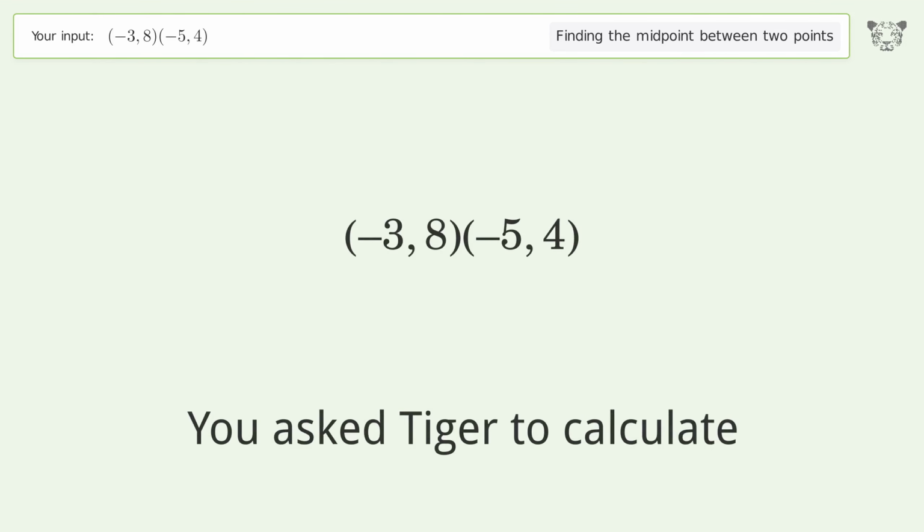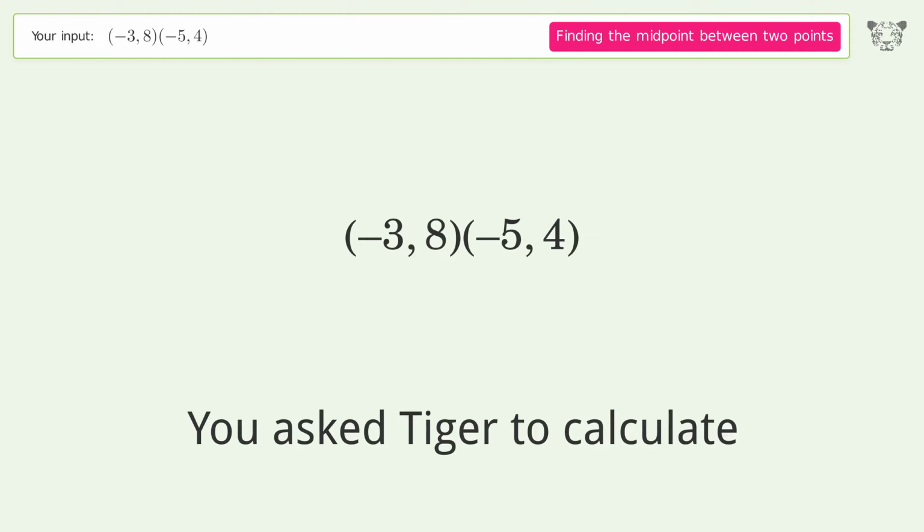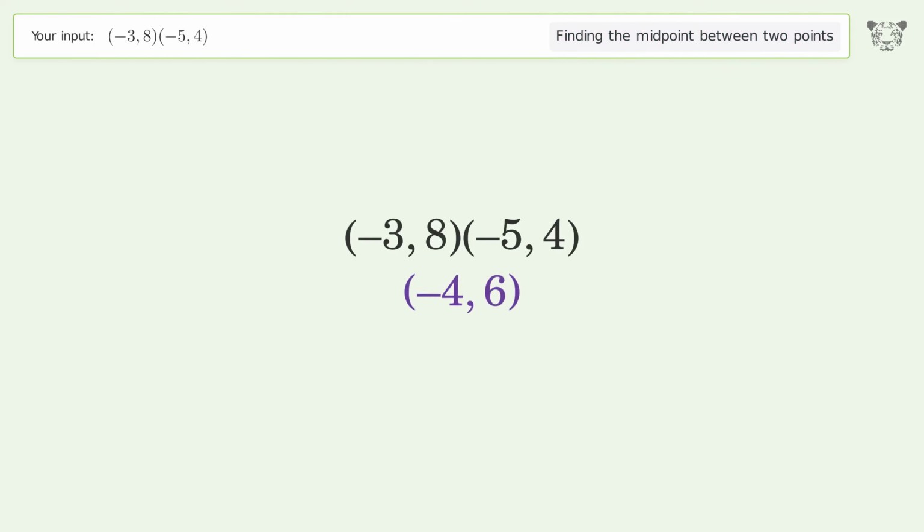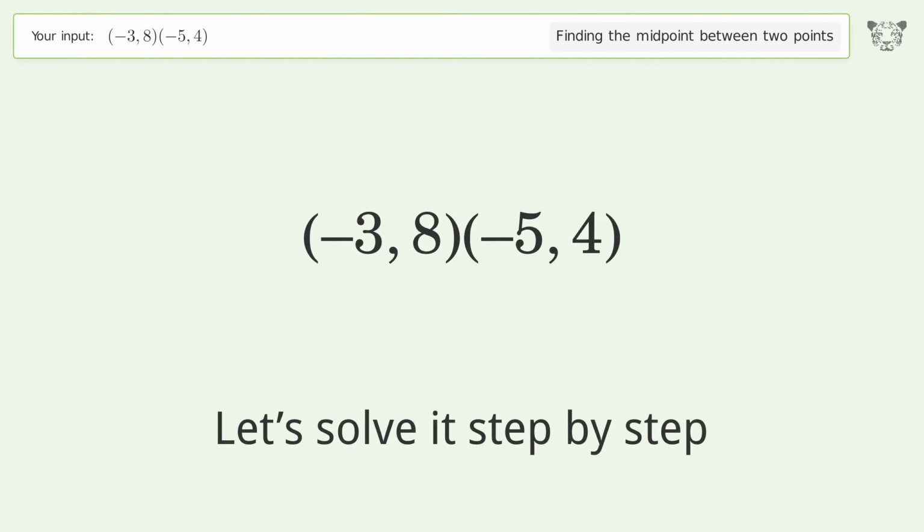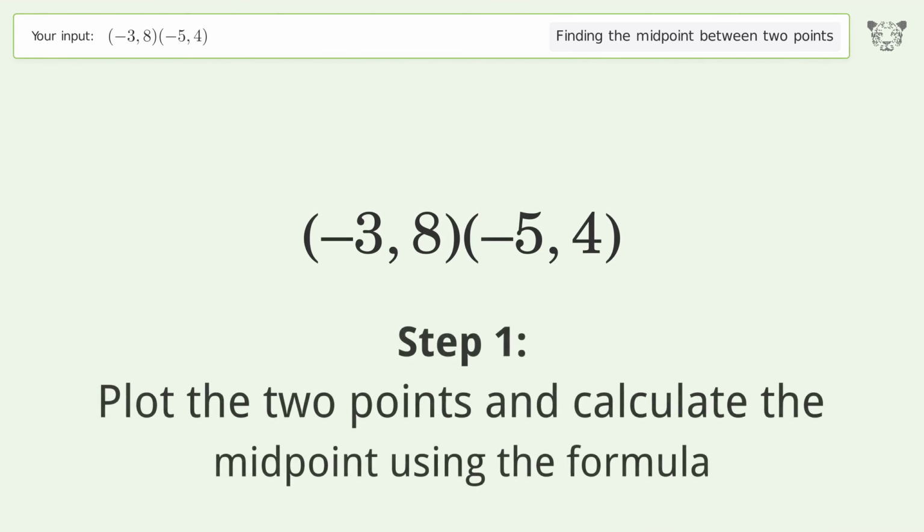You ask Tiger to calculate. This deals with finding the midpoint between 2 points. The midpoint between the 2 points is -4,6. Let's solve it step by step. Plot the 2 points and calculate the midpoint using the formula.